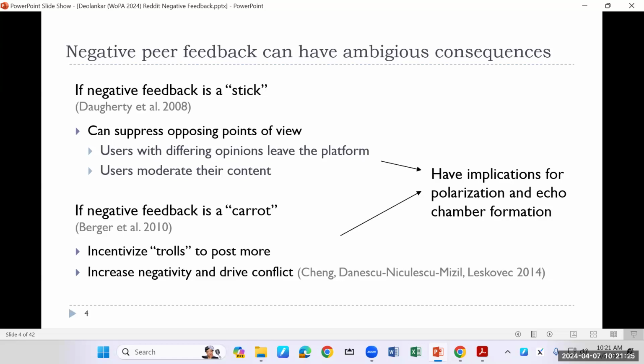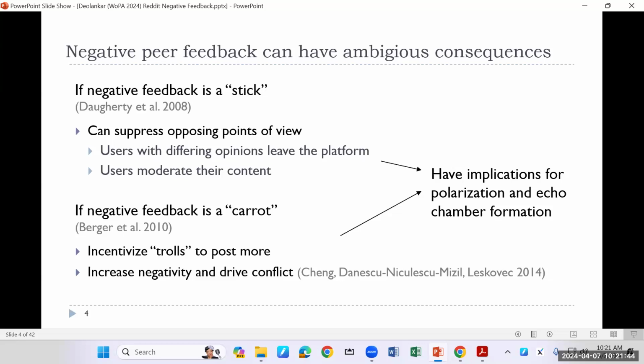Now, over the last 5 years or so, policymakers are growing increasingly concerned that there is something innate in the design of social media platforms that make them propellants or fuelers of polarization or fertile grounds for echo chamber formation. And negative peer feedback system is one aspect which is innate to the design of social media platforms that we'll focus on in this paper.